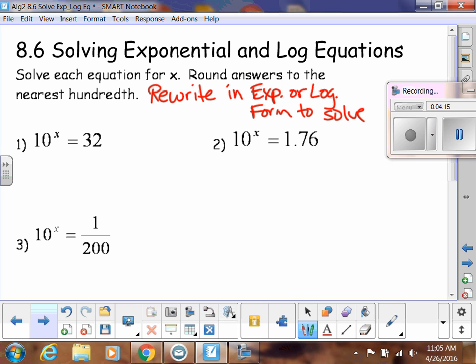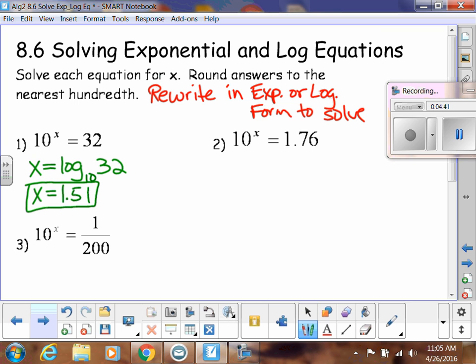So you'll need your calculator. I'm going to rewrite number 1 as a log. Remember, x is the exponent, and your exponent is always equal to log base 10 of 32. Now, can I do log base 10 on my calculator? Absolutely. So we're just doing log of 32. And it says to round to the nearest hundredth, so I'm going to write 1.51. That would be my answer for that one.